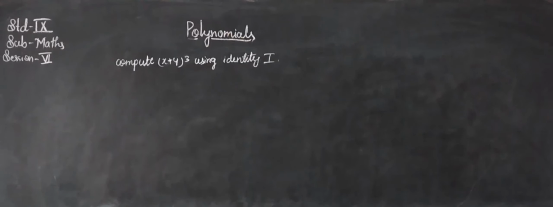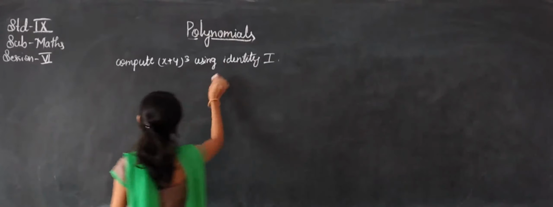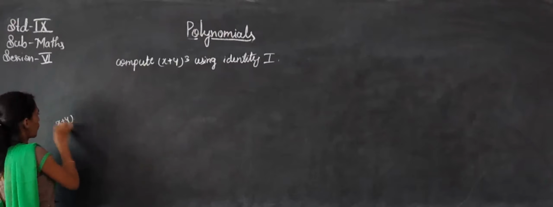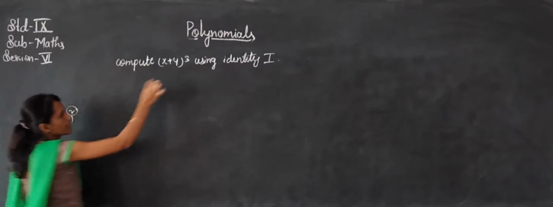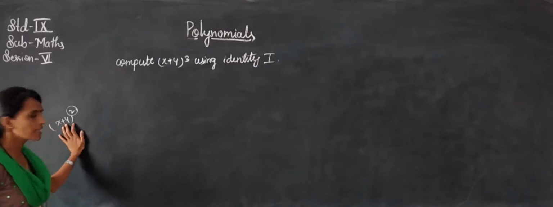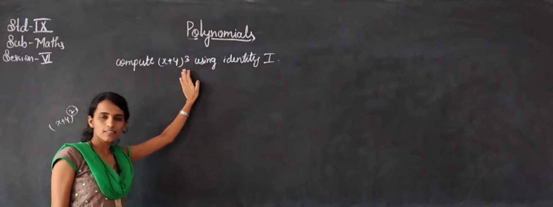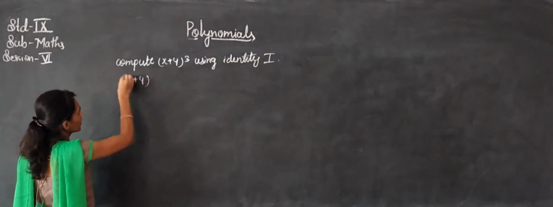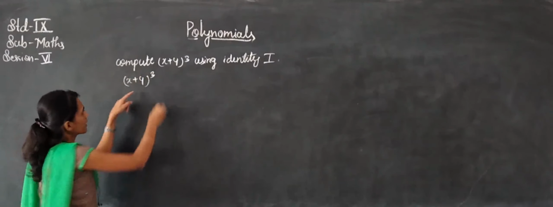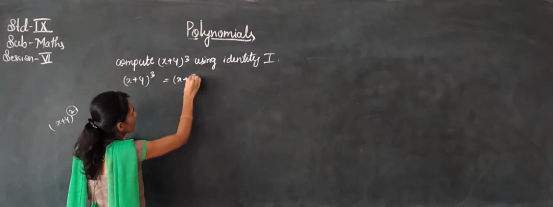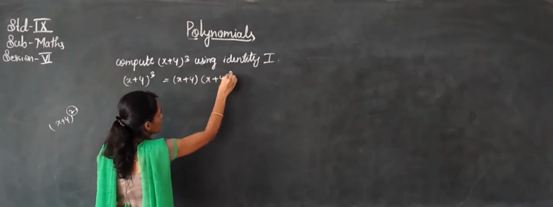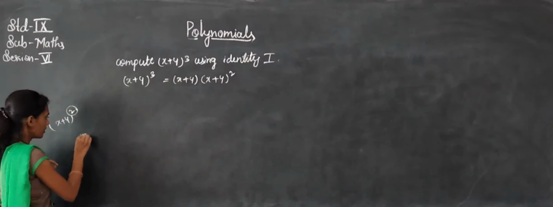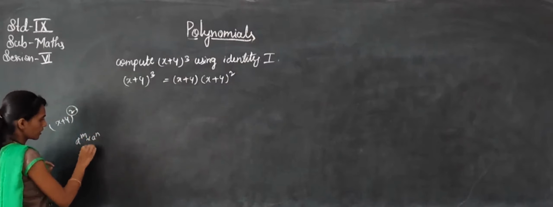So, now we have one more identity. Let us come to (x + y)³ and find it using identity 1. So, first identity is (x + y)². Here the power is going to be different. This is the second identity, and we are going to convert it into the third degree identity. So (x + y)³ is going to be written as (x + y)² into (x + y), that is the cube of (x + y).